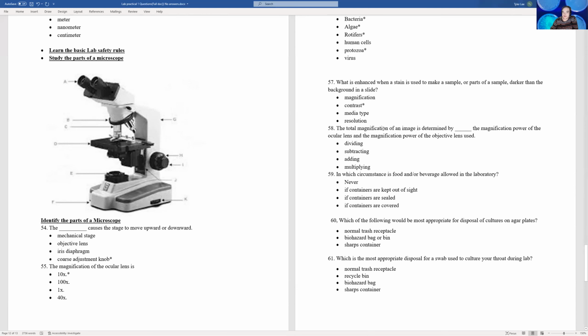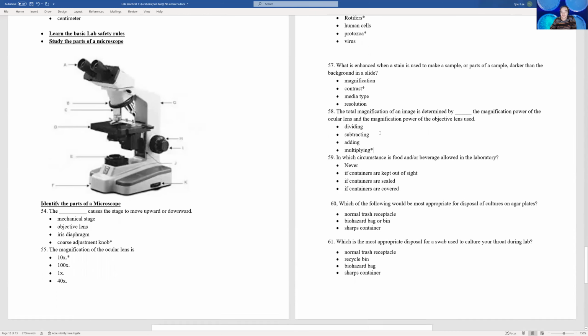The total magnification of an image is determined by blank, the magnification power of the ocular lens and the magnification power of the objective lenses. So this really is very straightforward. To calculate the total magnification, you multiply together the magnification of the ocular lens and the magnification of the objective lens. They both multiply together. So you multiply those two numbers together and you get the total magnification.